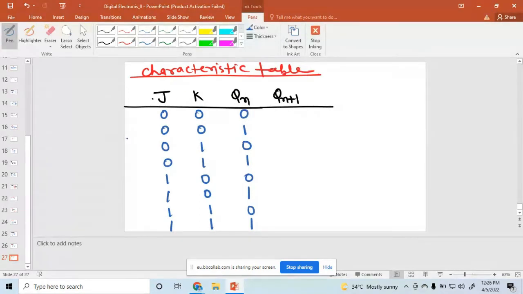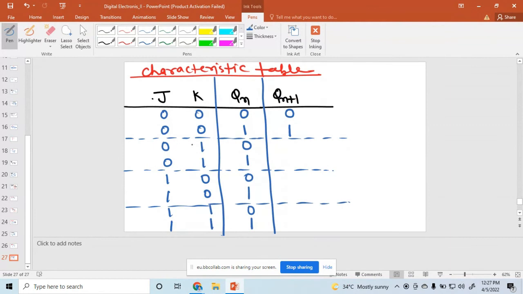So what are the values? When JK is 00, output is equal to Qn. What is the Qn here? 0. When JK is 00, output is Qn. What is the value of Qn? 1. So I'm writing here the 1 like this. Similarly, when the value JK is 01, output is 0. When the value JK is 10, output is 1. And when the value is 11, output is Qn bar. So 0 gives 1 and 1 gives 0.